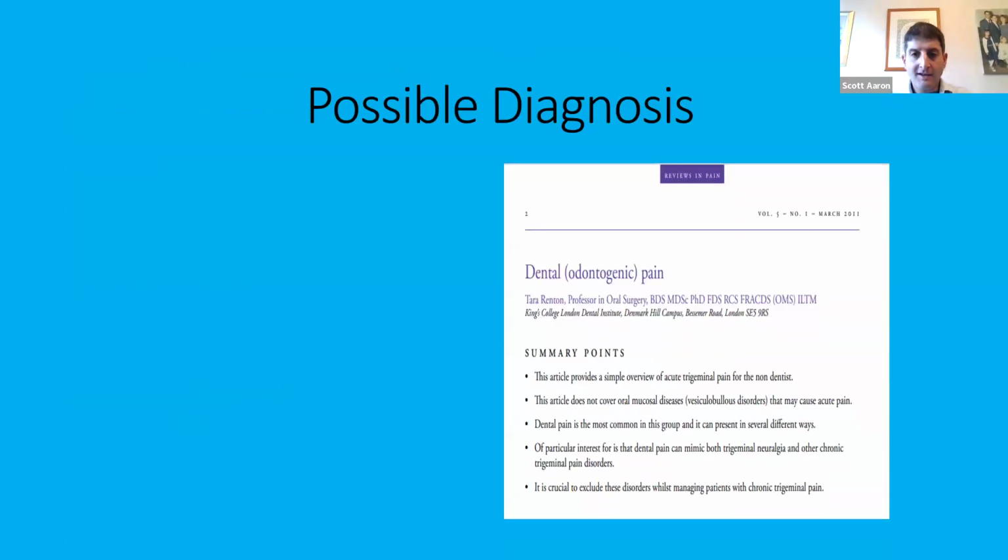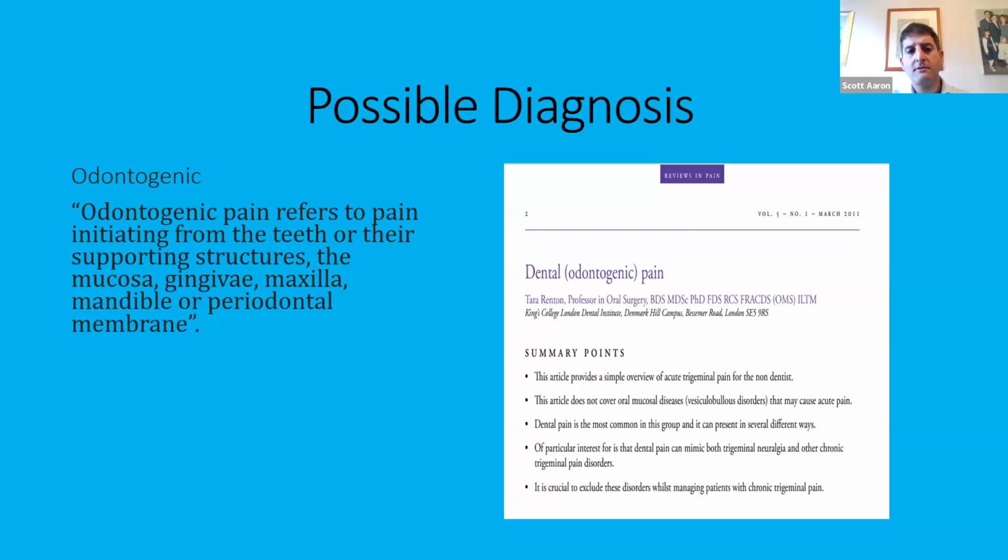This is a paper from Tara Renton of King's. We've got pain that can be either odontogenic, which is pain referring to the teeth or things around the teeth, mucosa, gingiva, maxilla, mandible, periodontal membrane. Dentists do. I assume most people on the call are generalists, maybe the odd specialist, rather than somebody who's dealing just with pain.